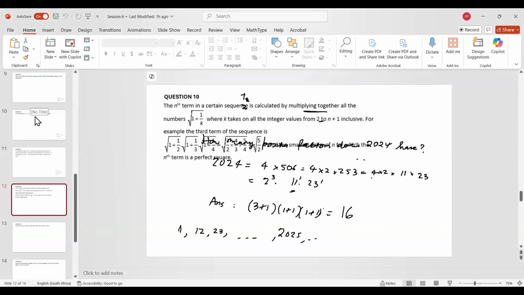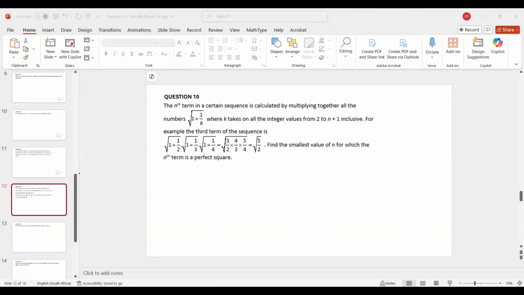So let's go on. Okay, now the next question is: the nth term in a certain sequence is calculated by multiplying together all these numbers. Now I'm going to go a little bit fast because I don't have too much time. So you're multiplying all numbers of this type, where k takes on all the integer values from 2 to n plus 1.